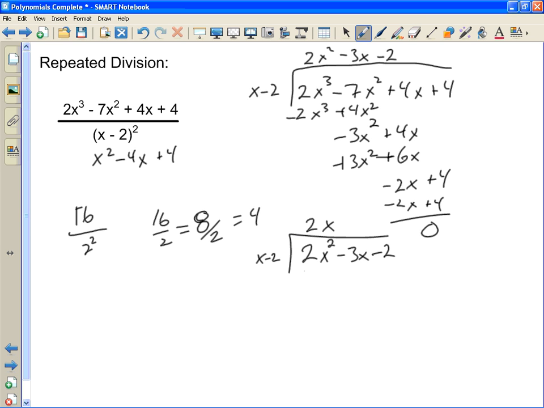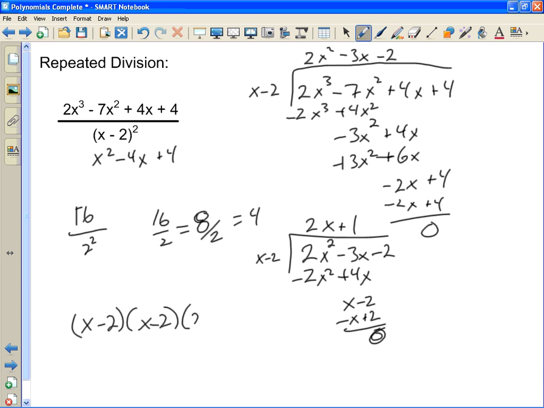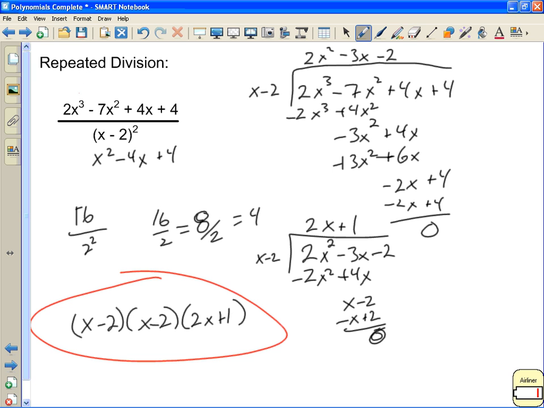So I need 2x here. Subtract these. That goes away. This leaves x minus 2. And of course that goes in there once, leaving me no remainder. So that means I can turn this into a factored form. And this is the same as this. And you should be able to check that answer by just multiplying back to get that.